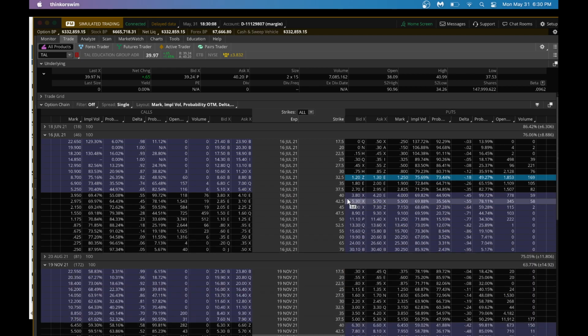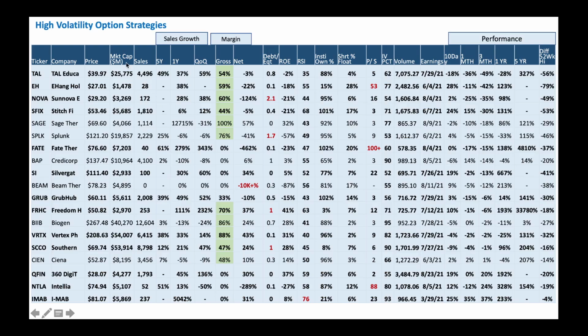Let's look at one more example here as I scan through this. There are very good examples. I love Silvergate. It's also a great stock. Silvergate, as you see here, IV percentile is 52, not good enough for us to make any money. And if you look at Biogen here, very good IV percentile, 95. Let's see what's going on in Biogen.